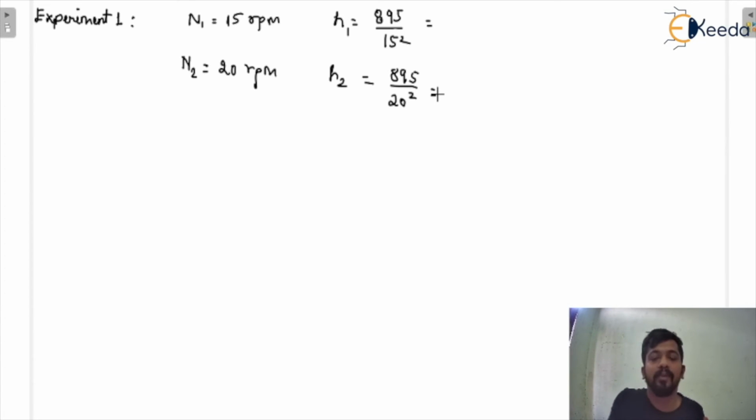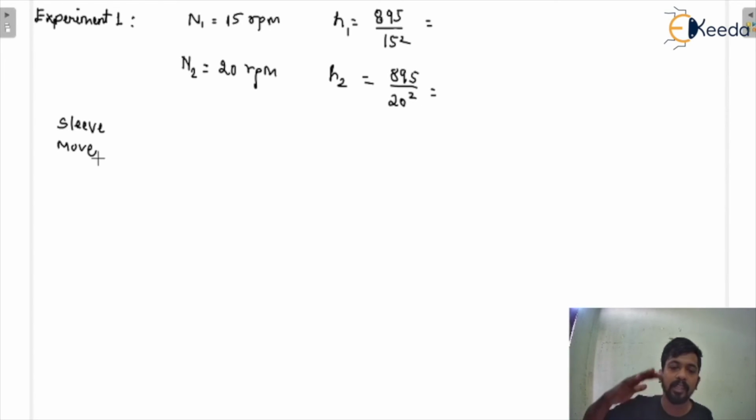But what we need to understand is the sleeve movement. Our sleeve in the watt governor is massless, but there will be a movement of the sleeve. When you increase the load of the governor, there will be a decrease in the speed of the engine, so there will be a sleeve movement in the downward direction.